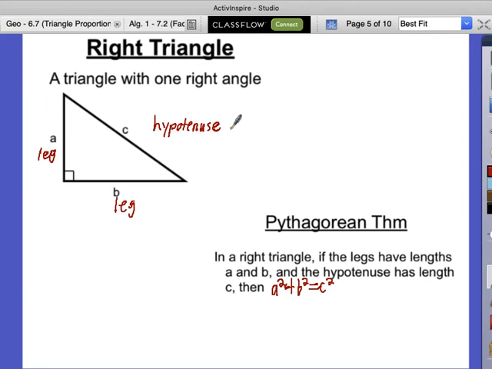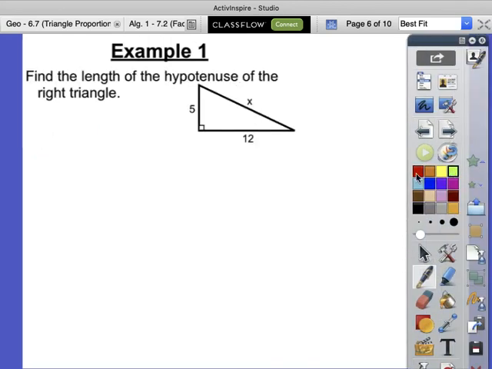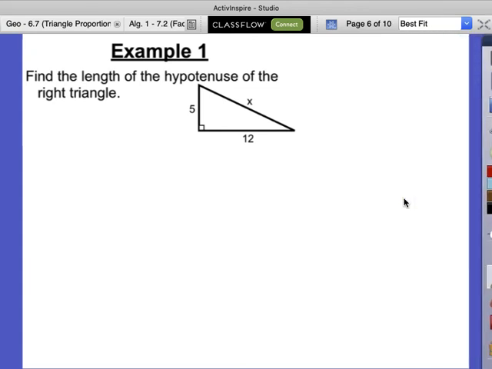Okay, you guys ready to use this Pythagorean theorem? Let's do it anyway, though. Appreciate the honesty. Okay, step 1. Find the length of the hypotenuse of the right triangle. So we know the two legs, we don't know the hypotenuse. Anyone want to help me set this one up? Thank you, Kevin.